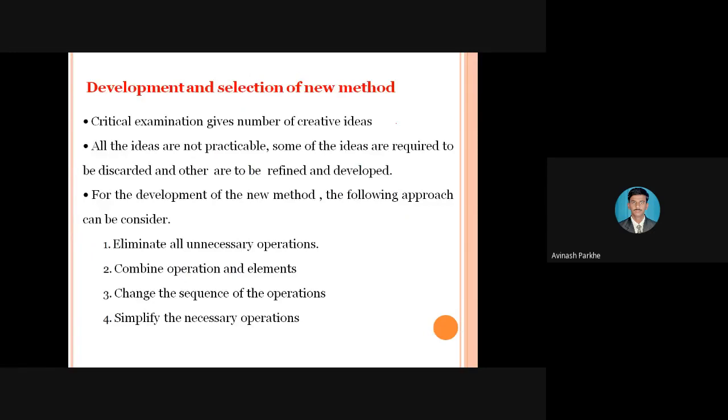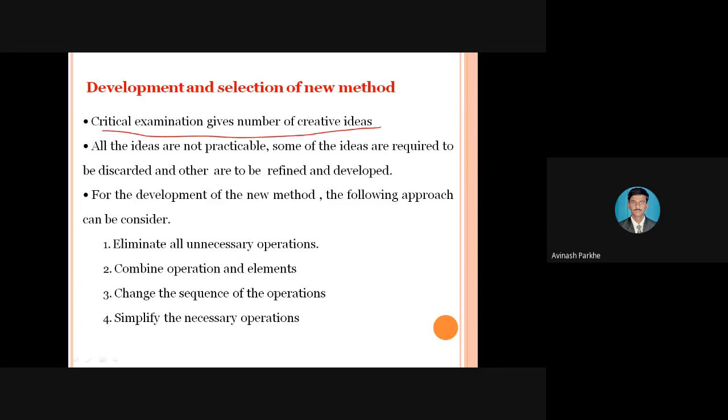And then the last point of this chapter, development and selection of the new method. Development and selection of the new method means, if I have to go for the modification, first of all I have to go for the modification, then I have to develop that particular method, and that new method I have to select and implement in the organization. But which are the steps I have to follow? So here I have written the critical examination.